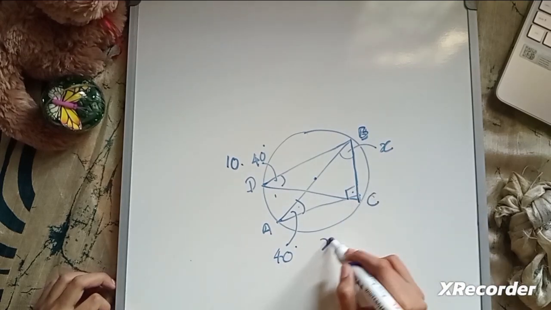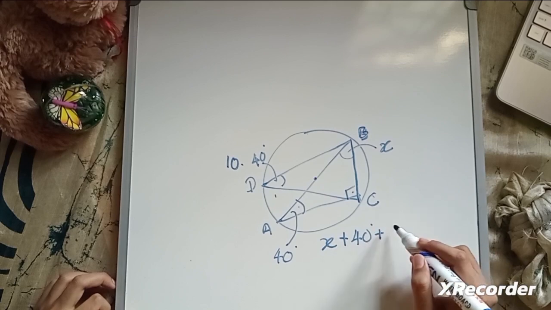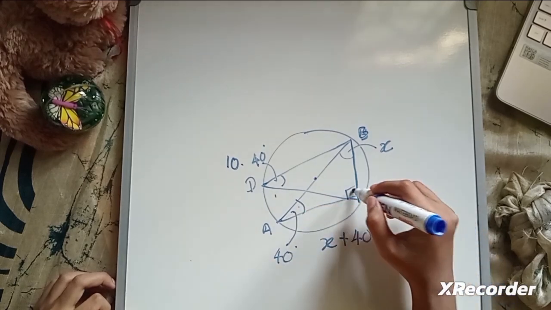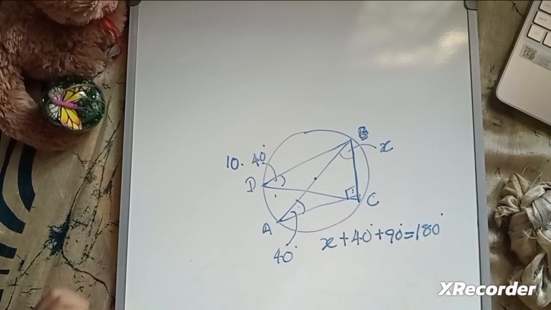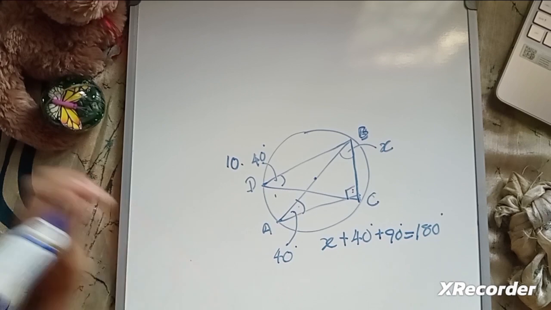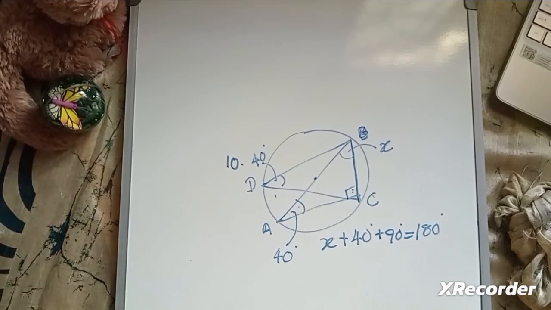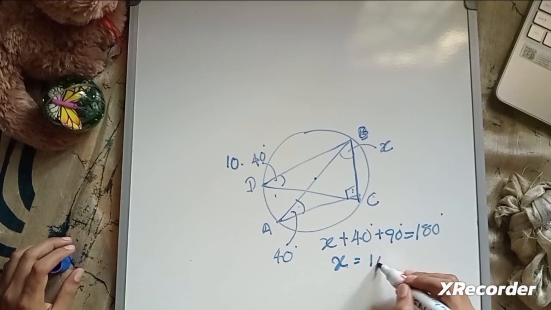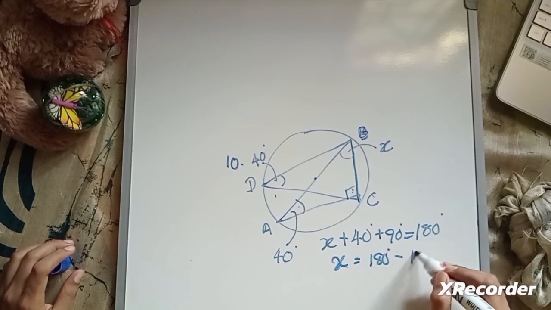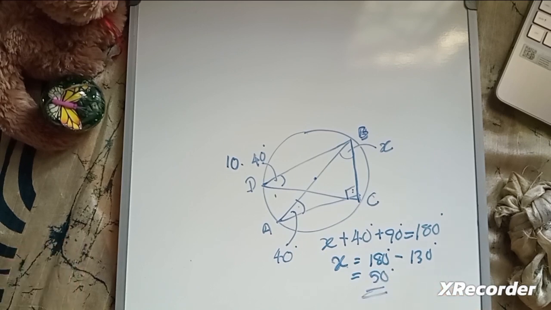Then we can calculate x as x plus 40, this angle, plus this 90 degrees equals 180, since the sum of three angles in a triangle is 180. Then we can solve this. 180 minus this is 130. X is 50 degrees.